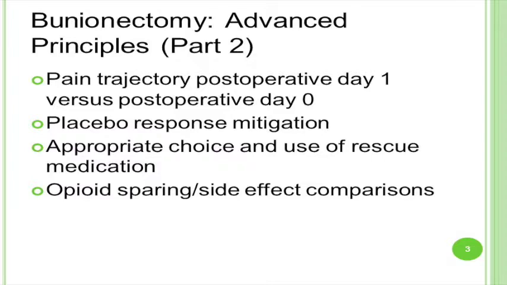Questions like, what is the pain trajectory of bunionectomy on post-op day 0 dosing versus post-op day 1 dosing? What can you do to mitigate placebo response? What is the appropriate use of rescue medication in bunionectomy? Which drug should you choose? And how can you investigate opioid-sparing properties of a drug in this model?